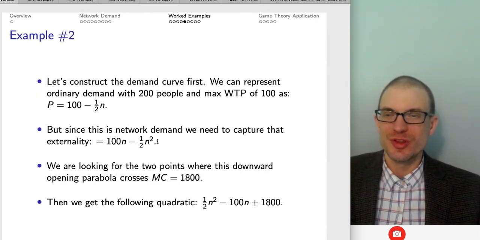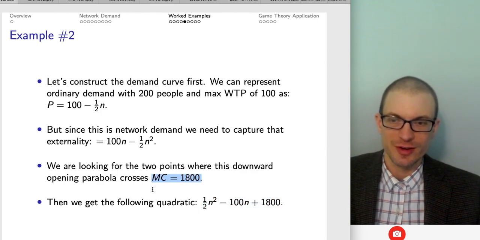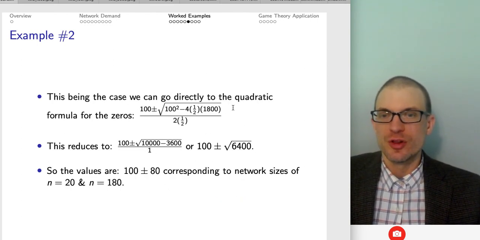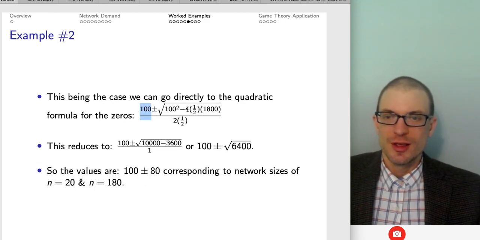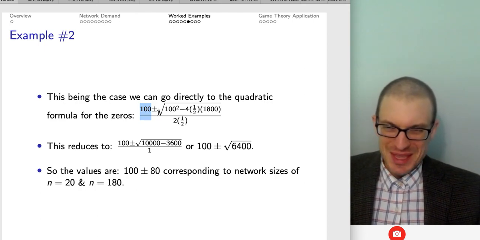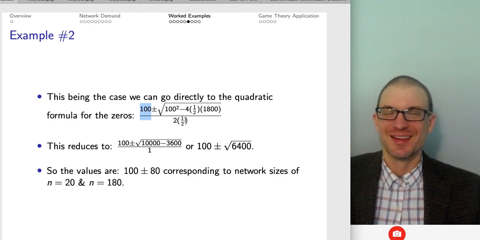We're looking for 2 points where this downward opening parabola crosses marginal cost of 1800. So we get the following quadratic equation, which you can factor, or you can use the quadratic formula. We need to solve this for the zeros of this quadratic. The zeros are going to correspond to where the demand curve crosses our supply curve, which is horizontal at 1800. So if I go to the quadratic formula, remember, it's negative b plus or minus the square root of b squared minus 4ac, divided by 2a. And you always kind of forget that this is 2a, right?